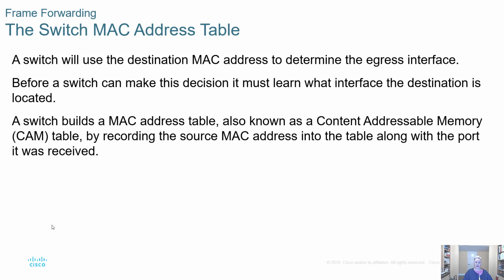The switch will use the destination MAC address to determine the egress interface. But remember, it learns MAC addresses when the frame comes into it. So when the frame comes into a port, it will record the port into its MAC address table, and then it will also record the associated MAC address. Okay, so let's take a look at this in Packet Tracer.